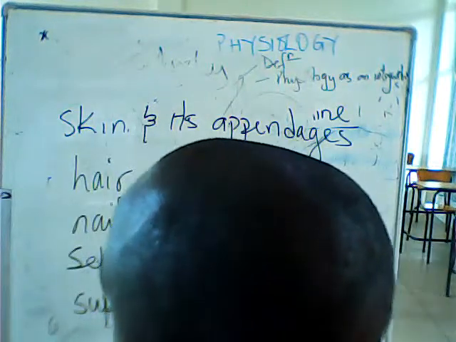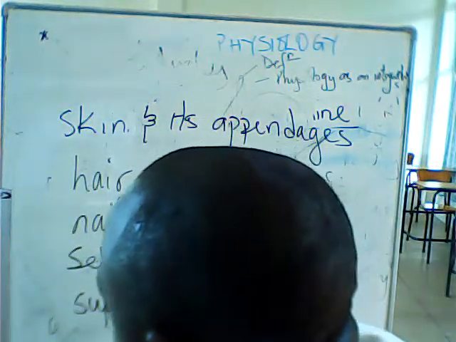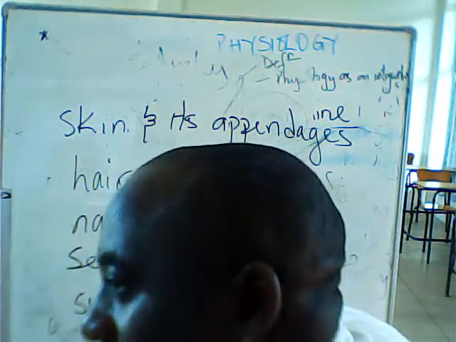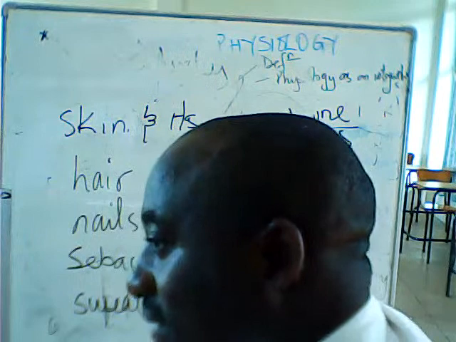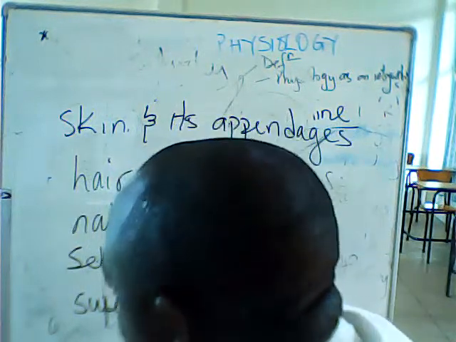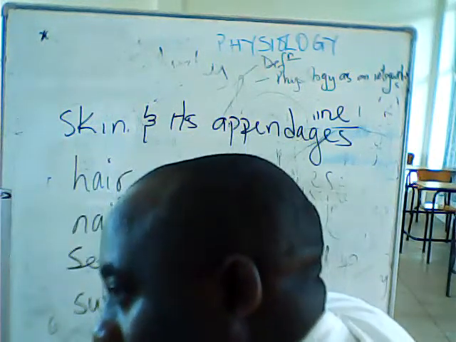So we said the skin is the outermost covering of the body, right? And what are its appendages? We have the nails, the hair, the sebaceous gland, and the sweat gland, isn't it?